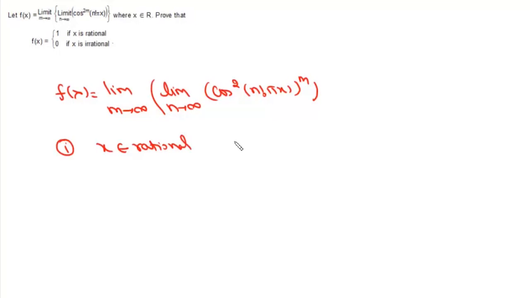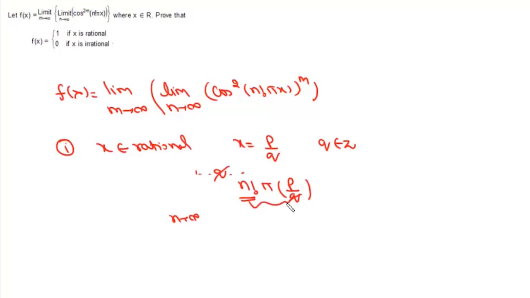Now if x is rational, then x is of the form p by q, where q is an integer. When we multiply factorial n with pi into x, which in this case is p by q, as n tends to infinity, this n factorial will contain q at some place. So this q and q will cancel. So basically it will be an integral multiple of pi.